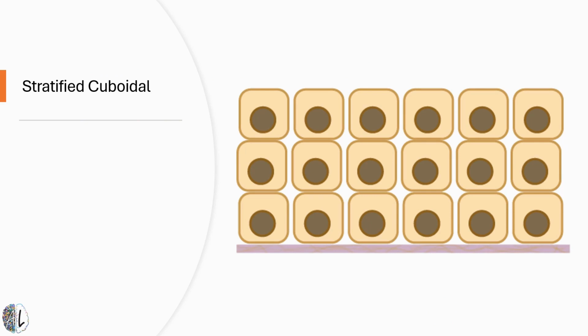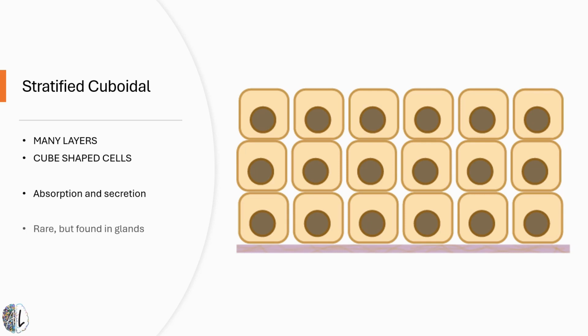Next, we have stratified cuboidal. So again, stratified tells us it is many layers, and the cuboidal portion tells us they are all cube-shaped cells. Their function, again, is to do a lot of absorption and secretion, mostly found in the glands, although these types of tissues are pretty rare.